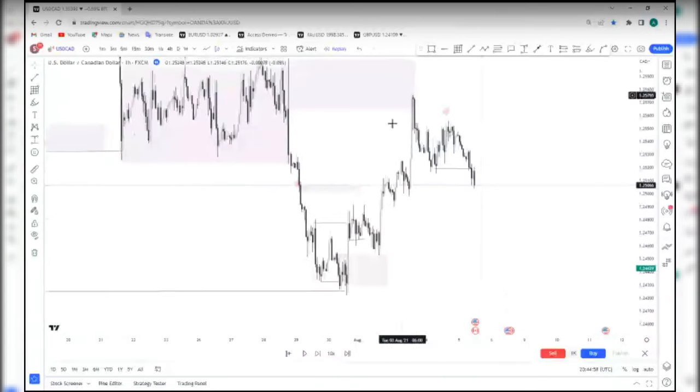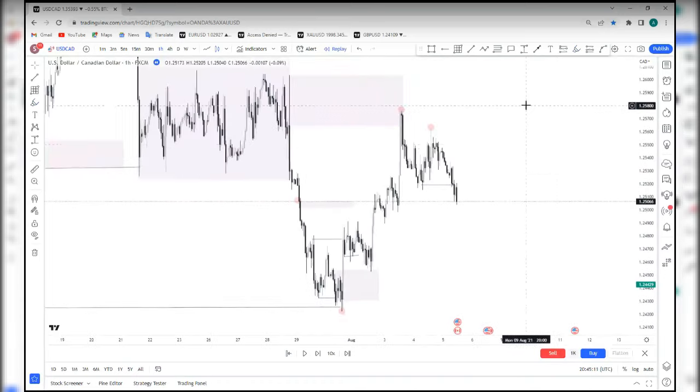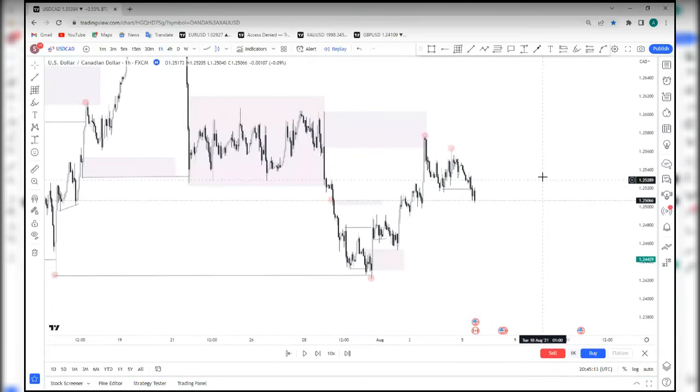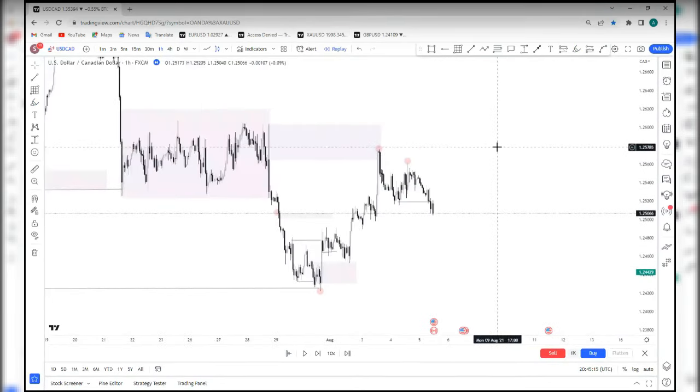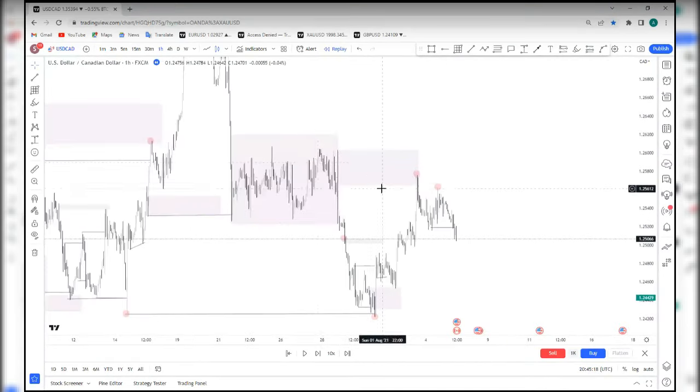So from this low to this high, I have a new trading range. From this place to this place, I have a new trading range. So since I know my bias is a buy, if I see a buy confirmation, I will now clear everything here.